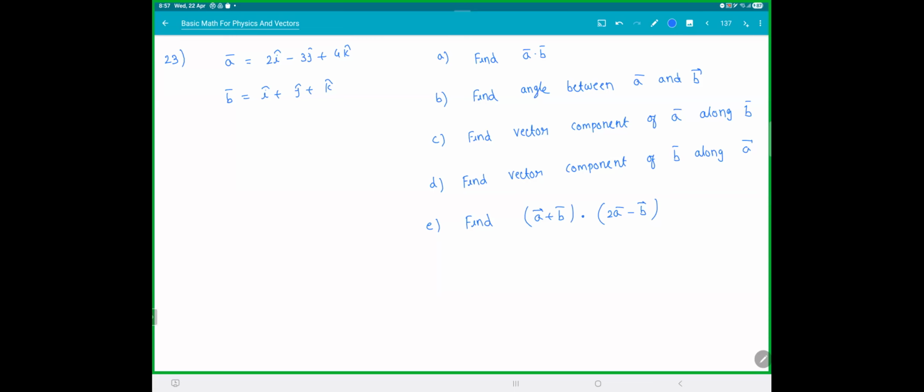Was it root of 29? What is r? I think I mistyped something. That's fine. Let me add one more question here. Find the vector component of A bar perpendicular to B bar, not parallel, perpendicular to B bar. That would be a good question. I'll put a star for this. Let's see how you will handle that also.